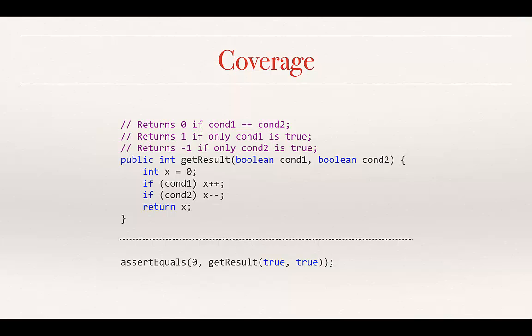So my question to you is, what are the levels or colors of the 4 lines of code in this method, if the only test case that is run is the one given here? I'll give you 10 seconds to answer this question, starting from now.